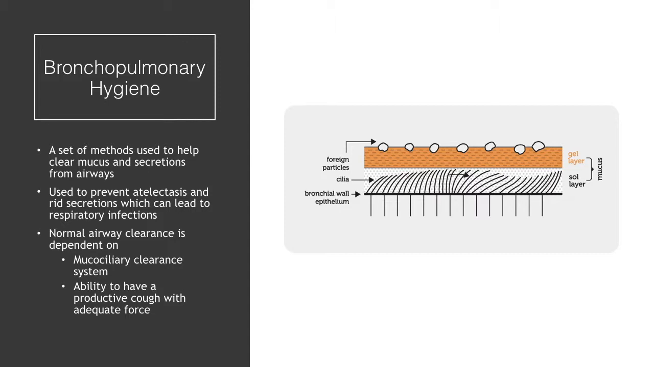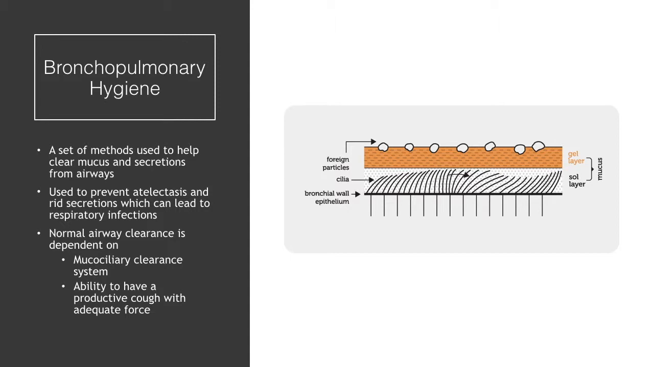Bronchopulmonary hygiene is an important component of the treatment for a lot of patients that you'll be seeing, especially in the inpatient setting. Conditions like cystic fibrosis, as well as COPD, and many other pulmonary complications can result in the need for bronchopulmonary hygiene. And it's intended to prevent atelectasis, which is the collapse of the lung, by aiding in ridding the patient of secretions, which ultimately can lead to respiratory infections.